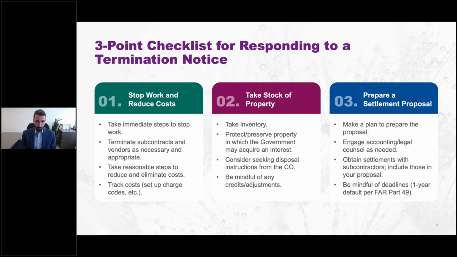The standard termination clause, again, 52.249-2 is the one we're using as the example here, says that the contractor needs to manage, I'm summarizing here, property that the government may take an interest in, because the government may direct delivery of property, it may direct return of government furnished property to the extent you have some. So you want to take steps to protect that property. You may want to ask your contracting officer for instructions about what to do with it. It all depends on the sort of property you have, and you want to be mindful of any credits or adjustments that you may have earned along the way in managing property.